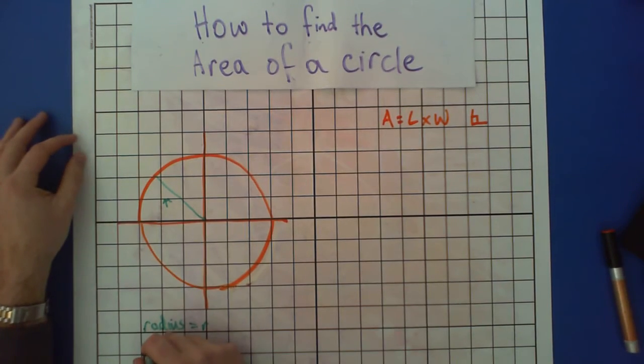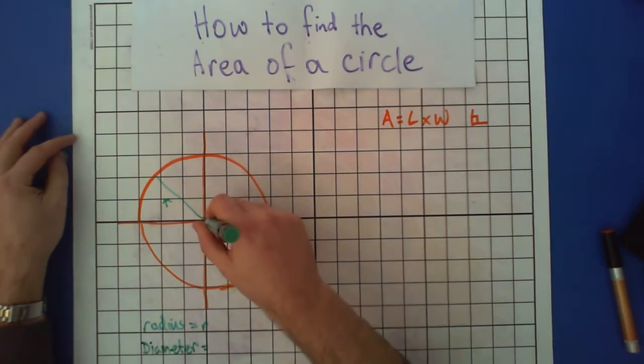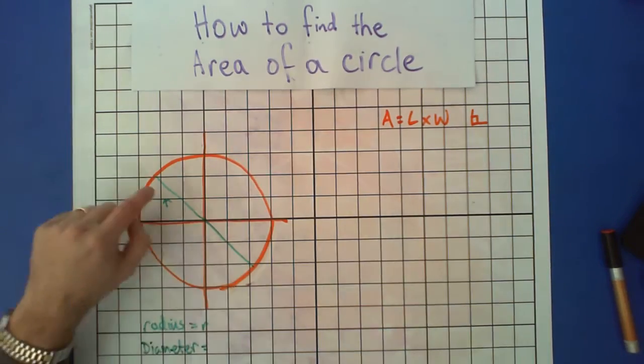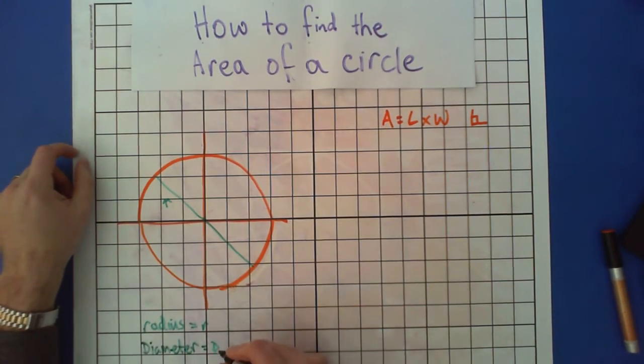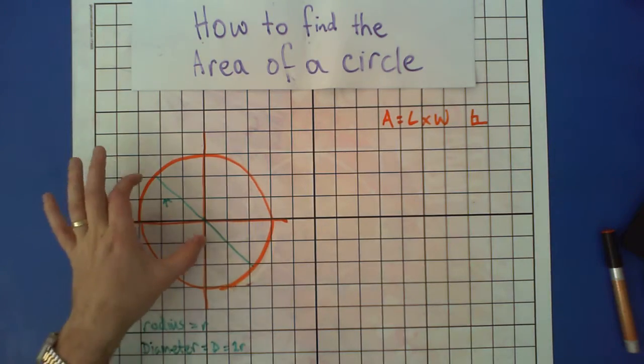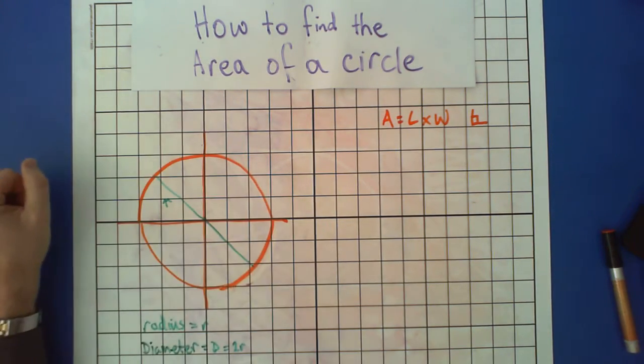Now we also have our diameter, which is the distance all the way across our circle that goes through the centre. We call that letter D for diameter, and it's also equal to 2 times our radius. Since our radius goes from the centre to the outside and our diameter goes all the way across through the centre, we can see our diameter is 2 radiuses.